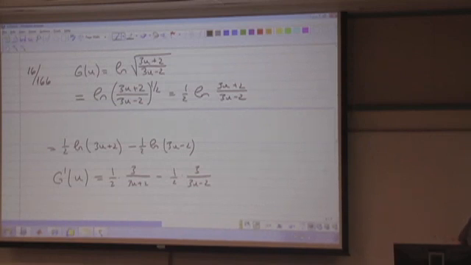And as it turns out, you can actually combine these and come up with something very nice. It's just minus 6 over 9u squared minus 4.